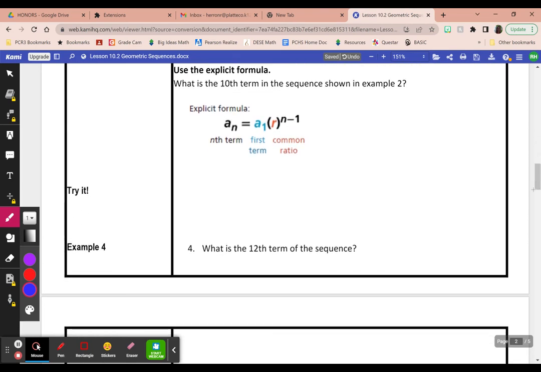Now, explicit. So again, explicit is going to be that one that'll give you any term that you want, right? So you're going to start with whatever term I'm looking for. You have to begin with the first term, so we know what our starting point is, and then times the ratio to the n minus 1, because we already took care of that first term, so we need one less than the whole group, okay? So again, still the same. I need a sub 1, and I need my common ratio every time. And it's asking me what is the 10th term in the sequence shown in example 2.